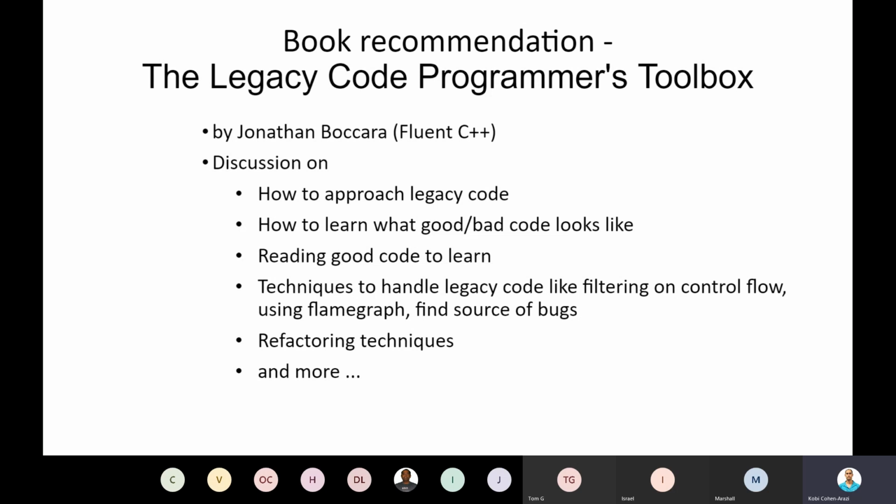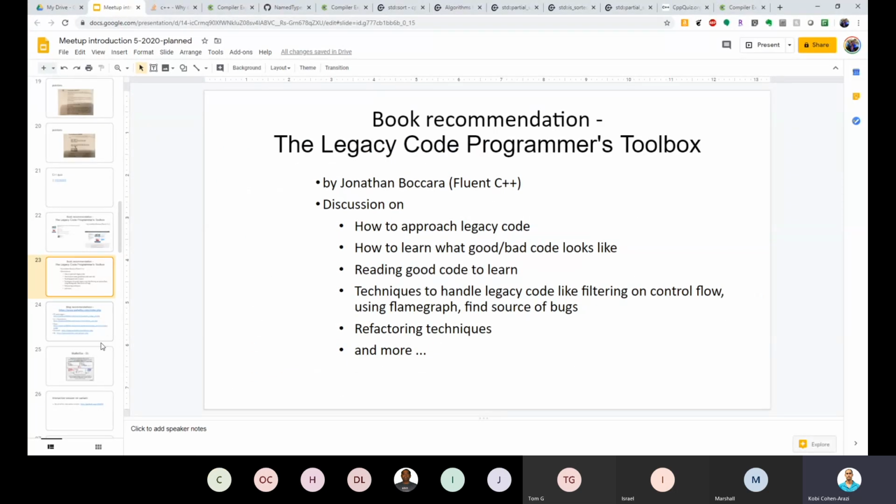Using flame graphs is another approach. And he talks about how to find the source of bugs, and about refactoring techniques. One of the things I would also add is that there are tools like SourceTrail, which is free, that give you a way to browse code. It really helps to understand not only legacy code, but code in general. So check this tool because it's really nice.